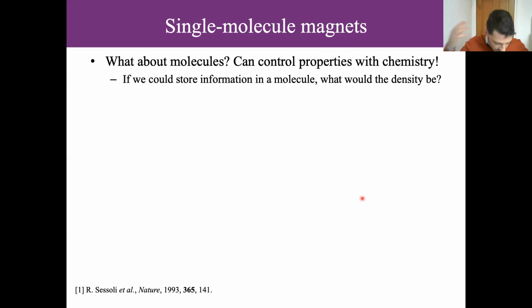And so here enters the idea of single molecule magnets. As chemists, we can think about molecules, and they're very, very tiny. And we can, of course, control properties with chemistry. So if we could use molecules for information storage, what possibly would the density be?